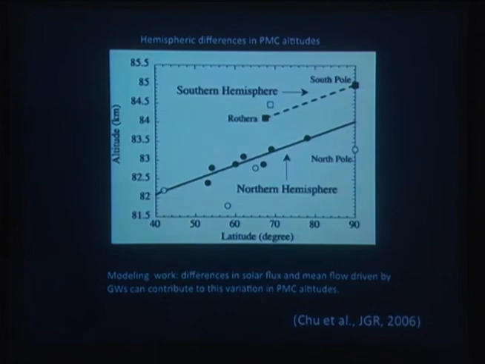One of the interesting studies in the future will be to see how different metals behave at these high latitudes, because if you look at this plot, which shows the hemispheric differences in the PMC altitudes, you will see that the altitude of PMC is different in the northern hemisphere and southern hemisphere, which was attributed to the differences in solar flux and mean flow driven by gravity waves. Jinzhou mentioned to me that this work is in progress and they are seeing some interesting results in iron distribution.